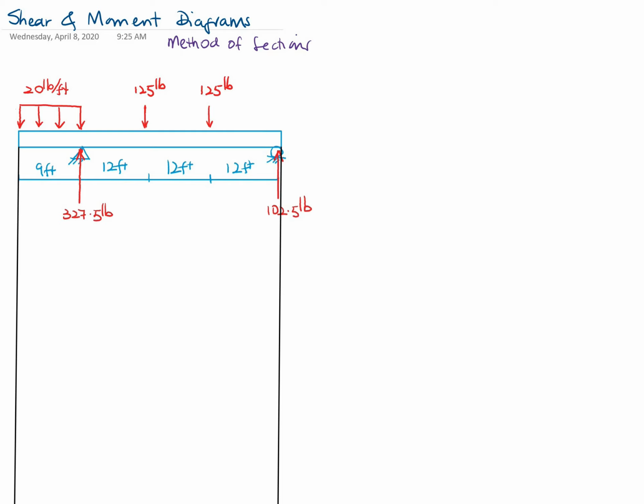Okay, so to get started, remember that we said that if we have internal forces, we have three things going on. We have N, V, and M, where N is your normal force, V is your shear force, and M is your moment. For shear moment diagrams, as the name suggests, we're just going to be looking at V and M, so your shear force and then your moment.